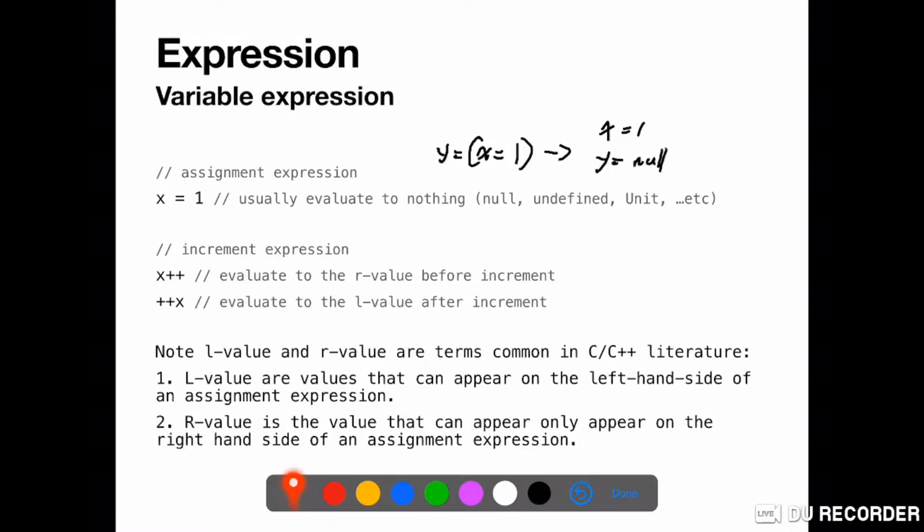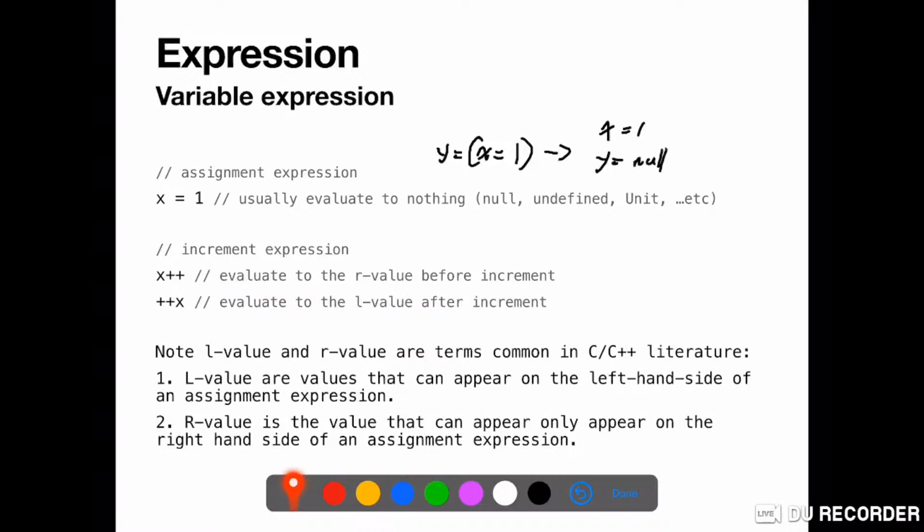And then we have increment expressions. We have x++ and ++x. I think this exists in both JavaScript and C++, but Scala doesn't have this. Anyway, if you have known these two expressions, you know they do similar things. They add 1 to x, but they evaluate to different values. Here, forget about R value and L value for now. x++ evaluates to the value before increment, and ++x evaluates to the value after increment.